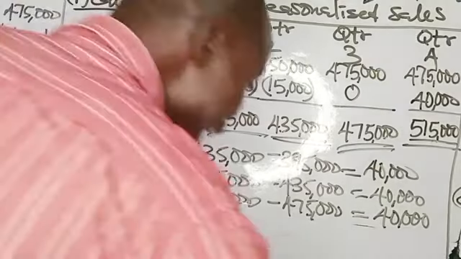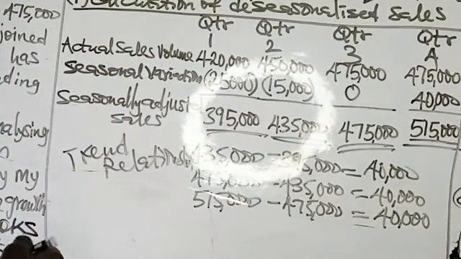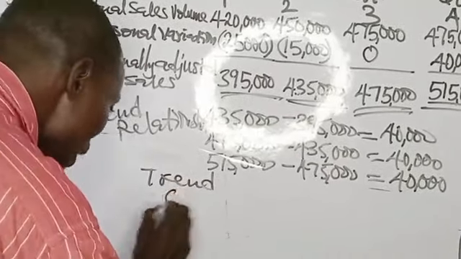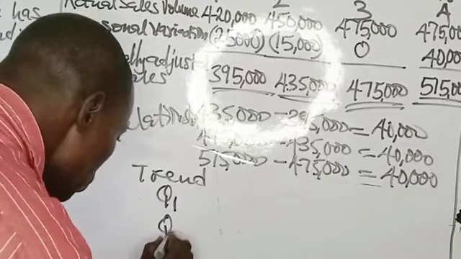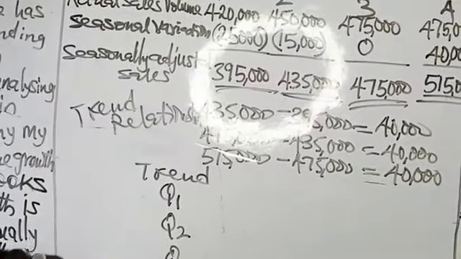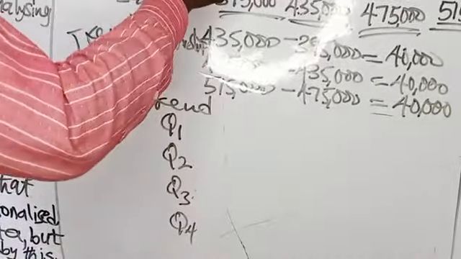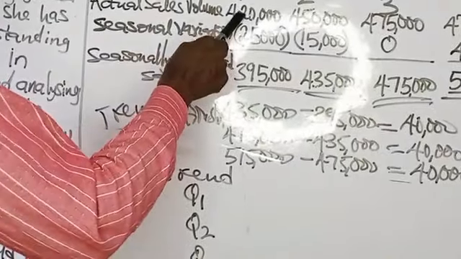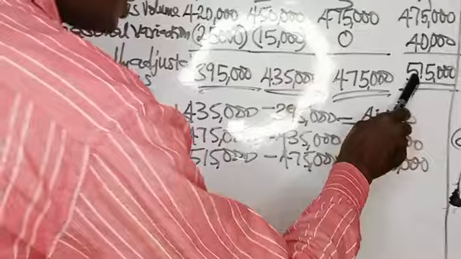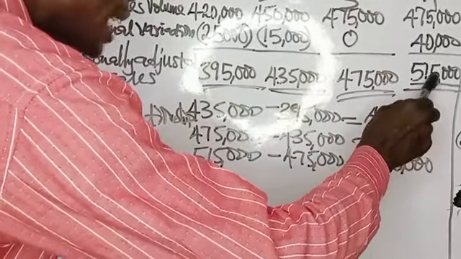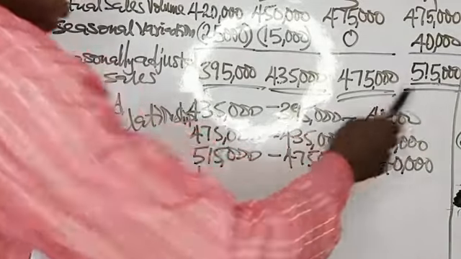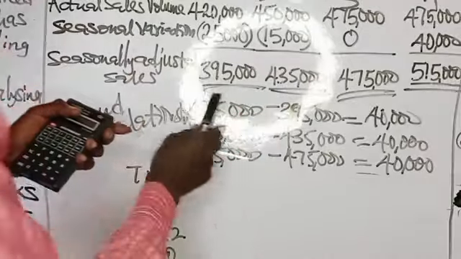Now, let's estimate trend for each of the quarters now. We have quarter 1, quarter 2, quarter 3, quarter 4 of next year. The initial sales for the last period is 420,000, given in the question, 450,000, 475,000, 475,000. Now, since trend for the last quarter of last year is 515,000, I remember each quarter is greater than the other by 40,000.